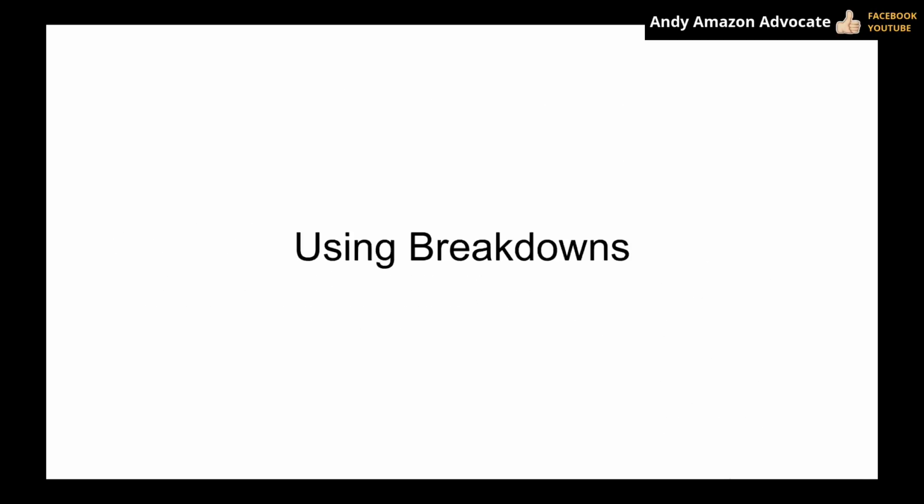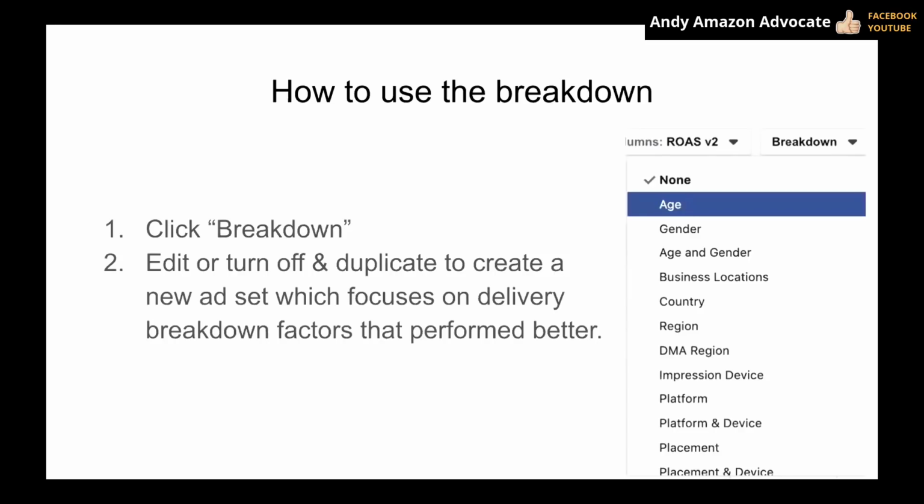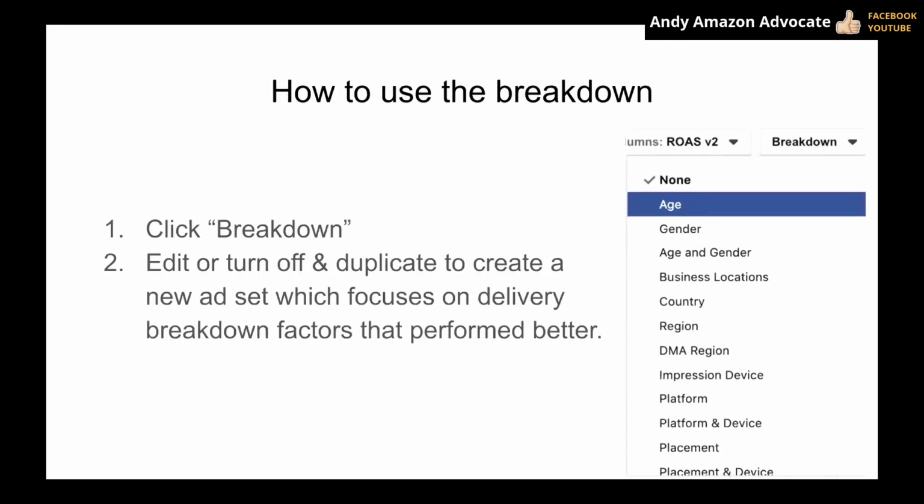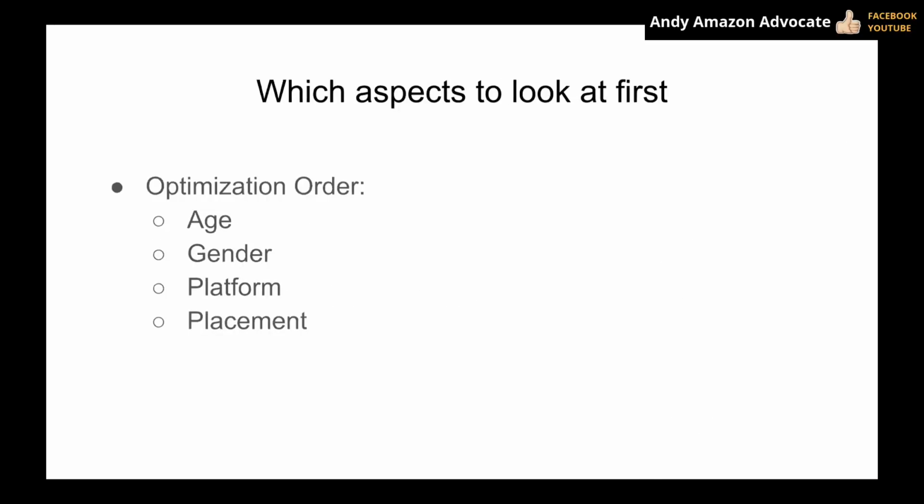Using breakdowns, this is another method. In the ad sets, there's a thing called breakdowns, and you can actually see performance of your campaigns based on age, gender, platform, placement. This is the order of optimization. So what you can do is click breakdowns and then go into, say, age, and say you see people between the ages of 25 and 34 are getting better results than people in other age ranges. You can actually just go in and target those age ranges specifically. Stop targeting the ones that are wasting budget.